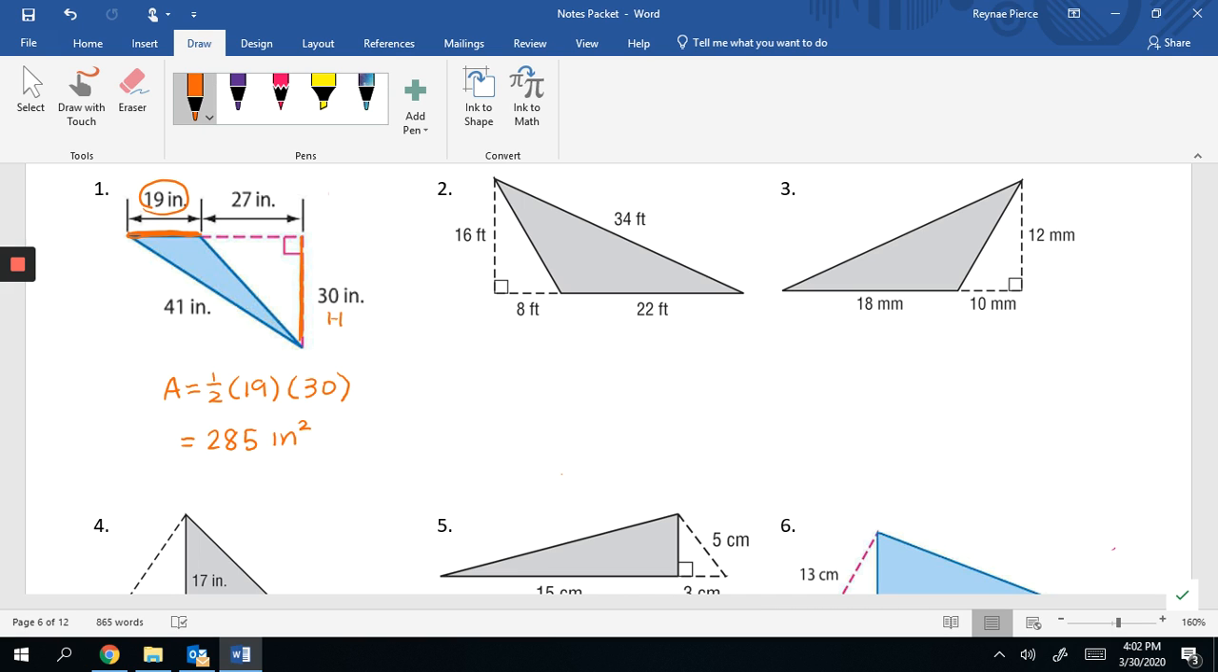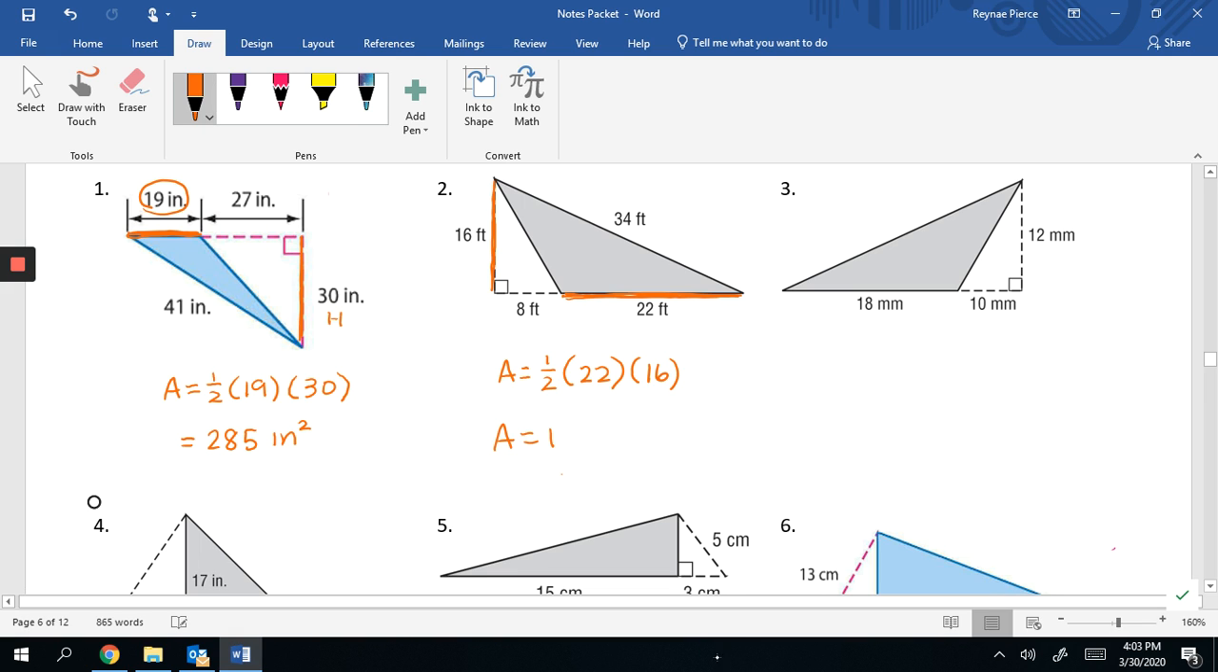Okay. Second one, it's pretty similar. Our height falls outside this triangle, but for the base, we only want to worry about that part of the triangle that our height is perpendicular to. Okay, so to find the area of the second triangle, we're going to do 1/2 times 22 for the base, 16 for the height. Okay, which gives us an area of 176 square feet.